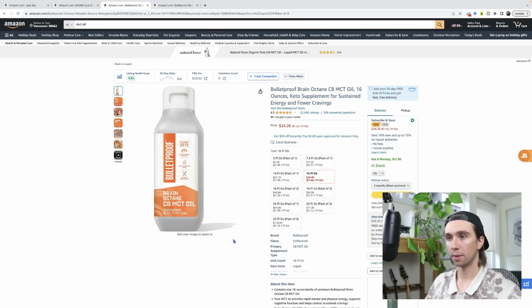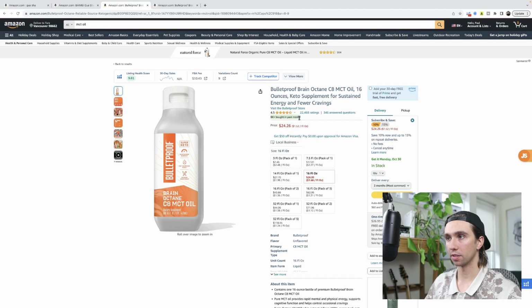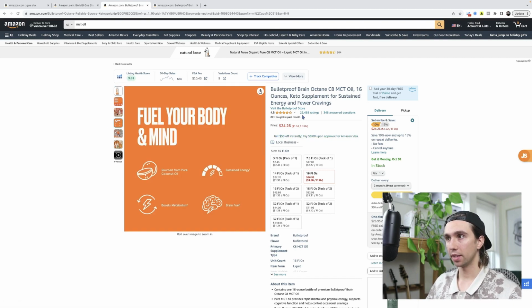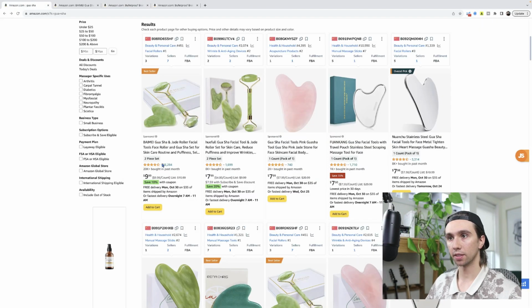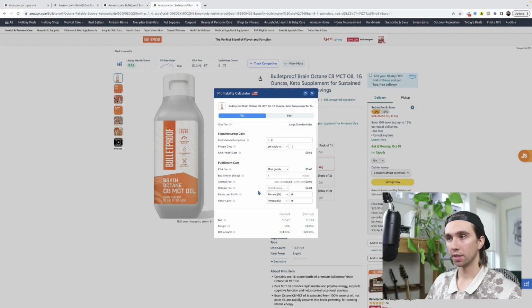I think that was their keystone, original launch product. However, they've now come to dominate markets like MCT oil, driving, you can see, 8,000 sales this month alone. So we're talking almost $250,000 on coconut oil, literally. And so we can see not much is different. This listing has 22,000 ratings. This listing has 26,000 ratings. And the difference lies here.